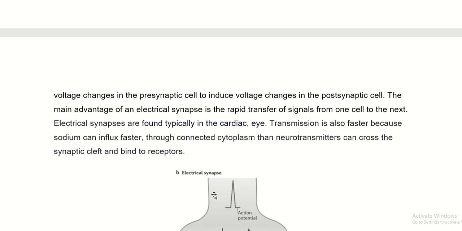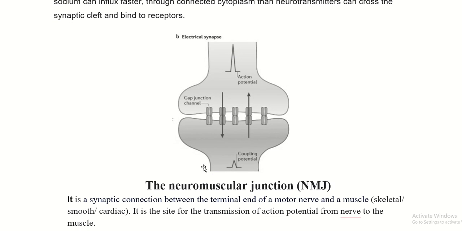Now the electrical synapse. In the electrical synapse, the presynaptic membrane and postsynaptic membrane are very closely bound, and there is presence of a gap junction or channel. Through this gap junction, the action potential easily passes. So it is a very rapid process and it is not common in our body. It is seen in some particular tissues, for example, cardiac muscle and eye.